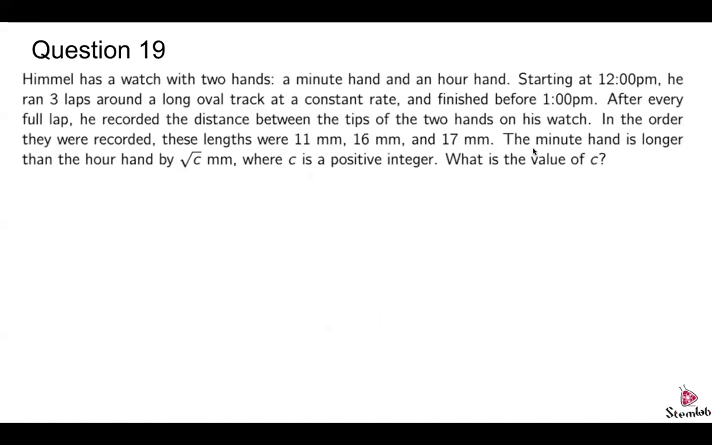Question 19 states that Himmel has a watch with two hands, a minute hand and an hour hand. Starting at 12 p.m., he ran 3 laps around a long oval track at a constant rate and finished before 1 p.m. After every full lap, he recorded the distance between the tips of the two hands on his watch. In the order that they were recorded, these lengths were 11 millimeters, 16 millimeters, and 17 millimeters.